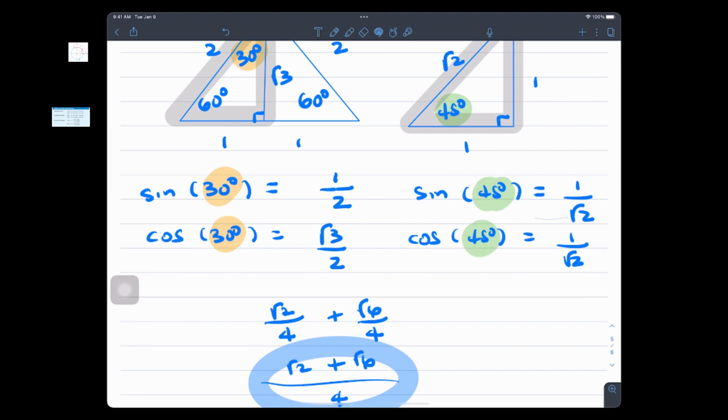So let me move this here if I can. Oh, is this a pencil? What's the deal?